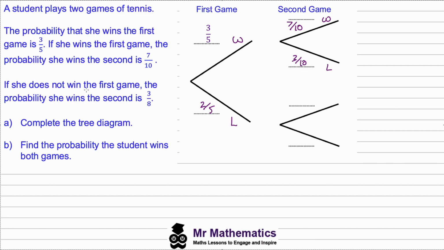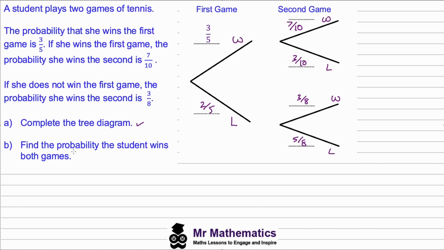But if she does not win the first game, the probability that she wins the second is 3/8. So she loses the first game, and then the probability of her winning the next one, we have 3/8. Then we have losing the second game, having lost the first, would be 5/8. So that's the tree diagram.